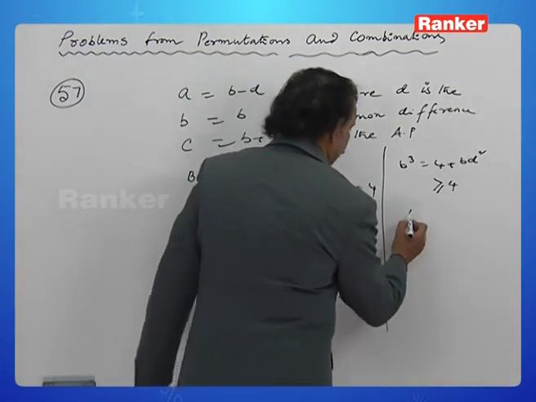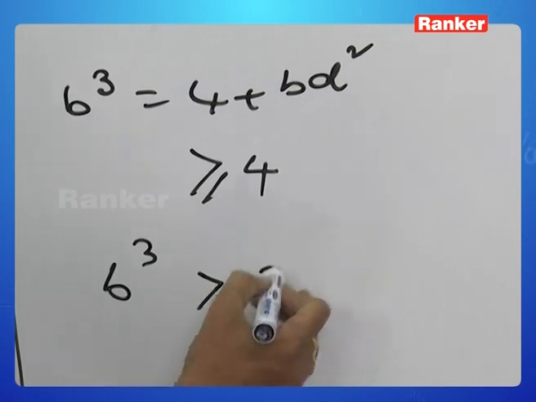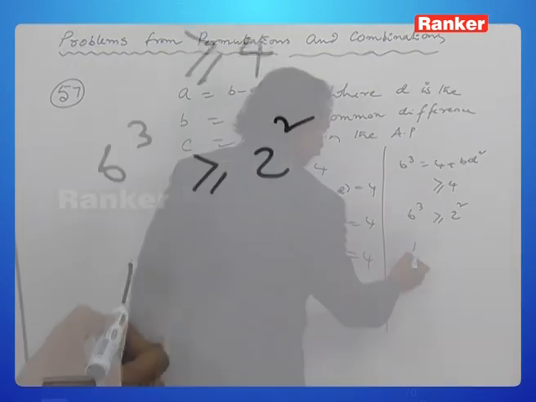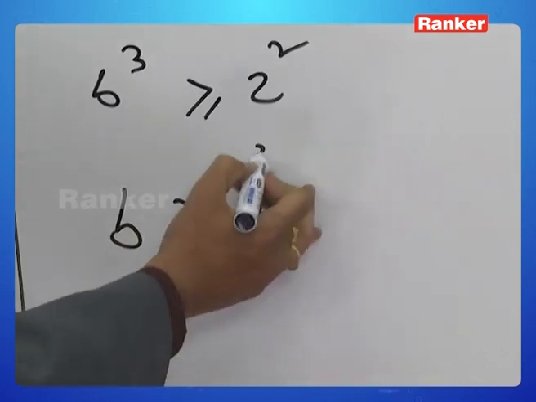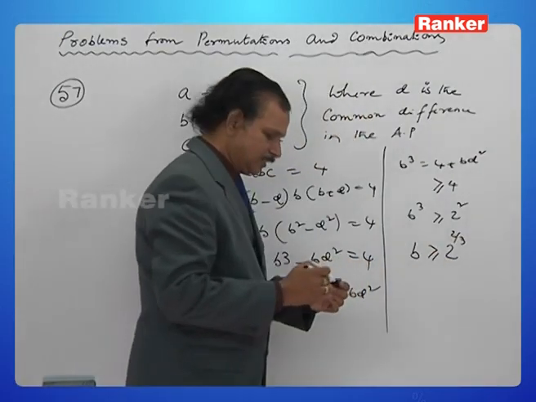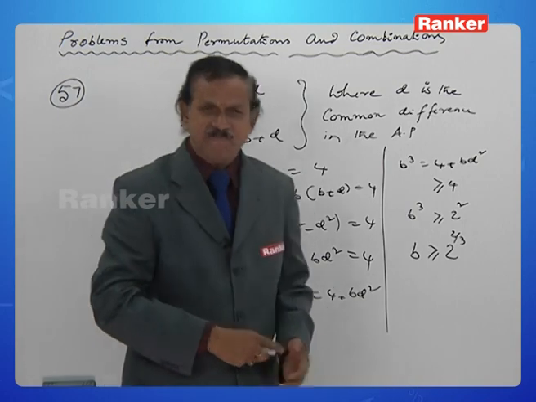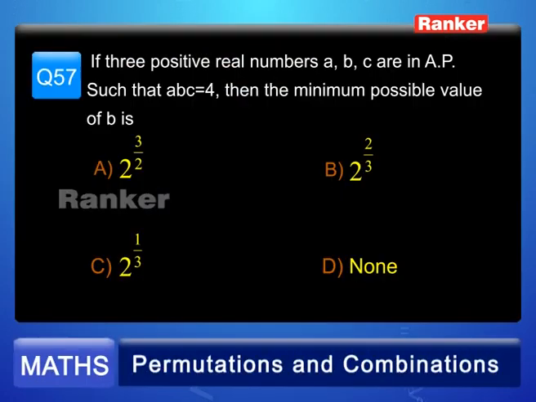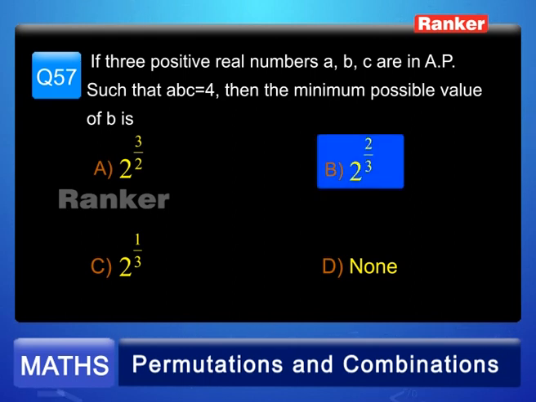That is, B cube is greater than or equal to 2 square. From which you can write that B is greater than or equal to 2 power 2 by 3. That is, B can never be less than 2 power 2 by 3. That is, the minimum value of B is 2 power 2 by 3. It is available, of course, in option B. That is the second option.